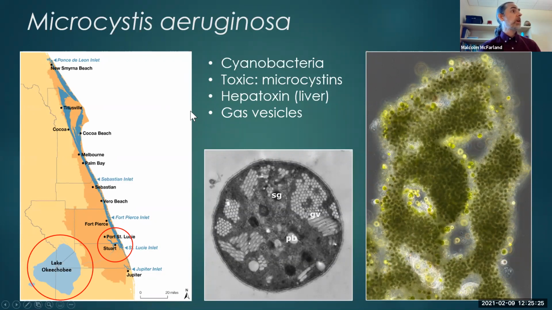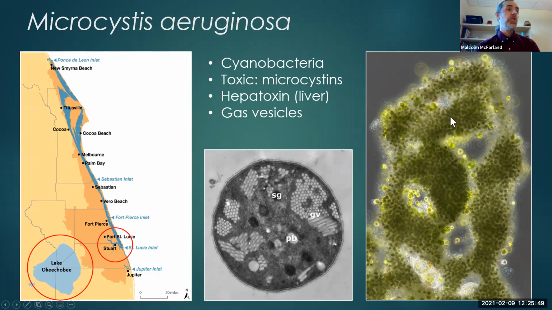So first, Microcystis aeruginosa. This is the one that caused all the green slime in the St. Lucie Estuary back in 2016 and 2018. This is a cyanobacteria, as I've said. This is a picture on the right of it under a light microscope.